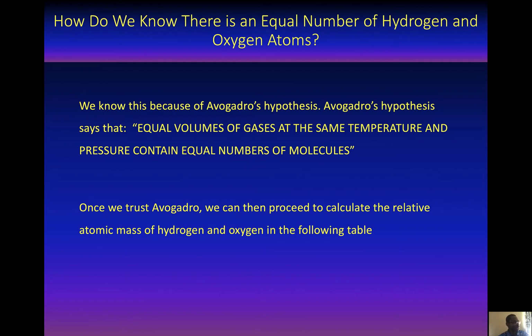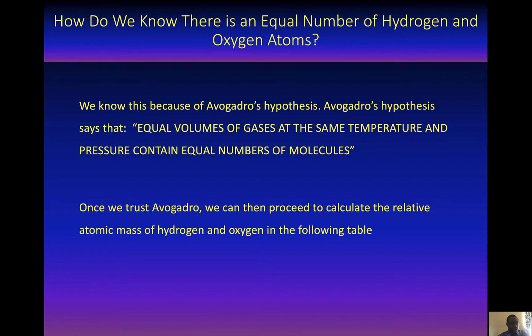We do know we have an equal amount of hydrogen and oxygen atoms if we believe in what Avogadro told us. So what did Avogadro tell us? Avogadro's hypothesis says that equal volumes of gases at the same temperature and pressure contain equal numbers of molecules. Since we took equal volumes of hydrogen and oxygen gases at the same temperature and pressure, then we can assume they contain equal numbers of molecules.